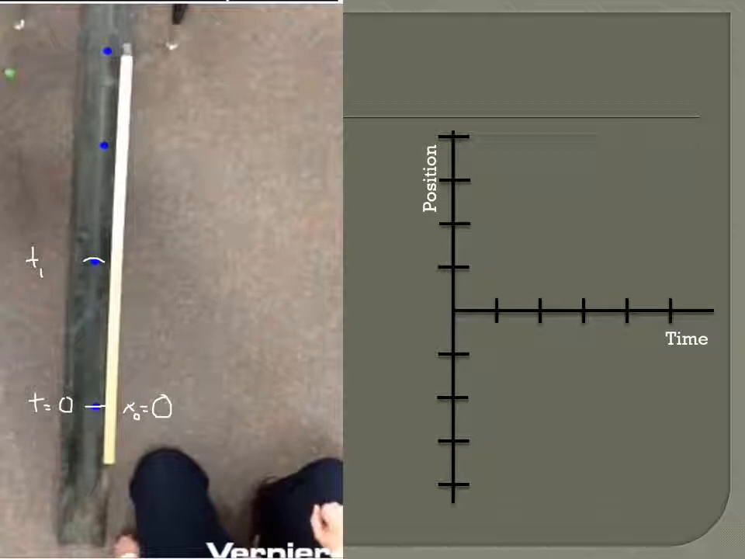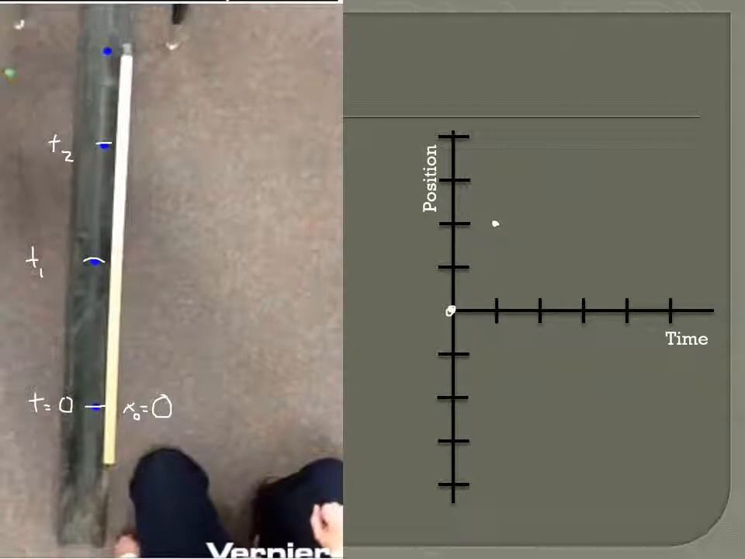So again, if I plot my points, at time 0, my position was 0. At time 1, my position changed quite a bit. I don't have a scale written on my graphs here, but it changed quite a bit in that first second, or that first tenth of a second. Notice by the time I get to the second time, yes, my position changed, but it didn't change quite as much as it did in the first time interval. So the second time interval showed less of a change in position.